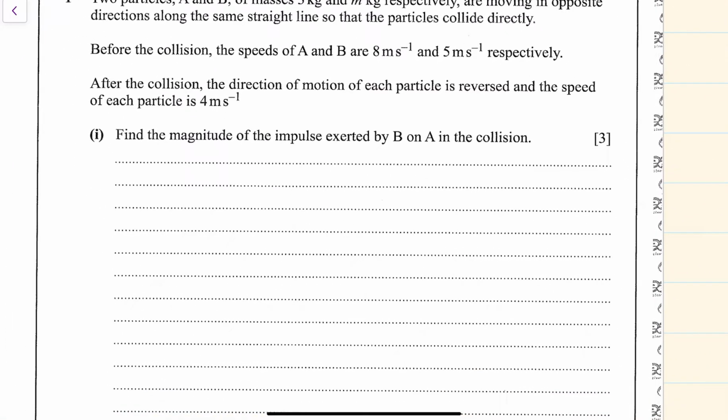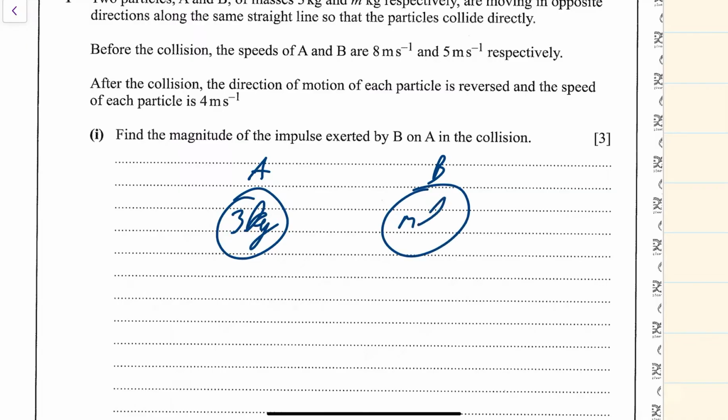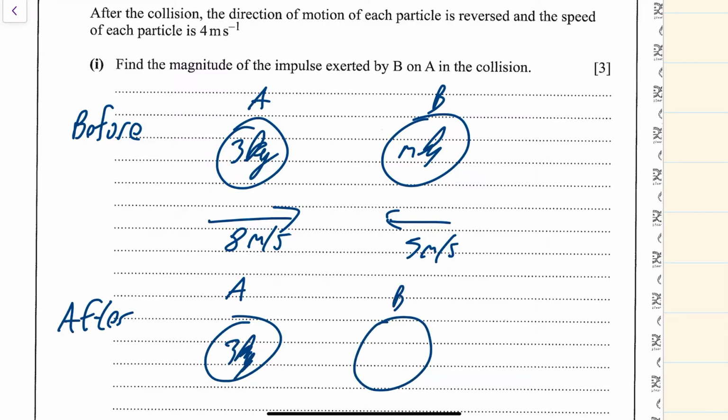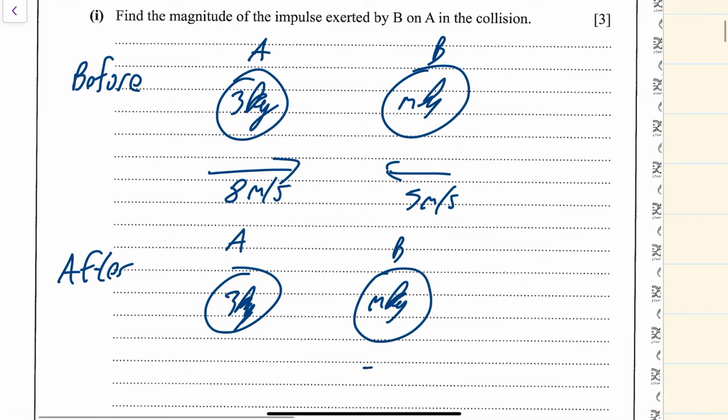Okay, I'm going to draw a diagram and this will help me for the first part and the second part. So my diagram is quite simply this. I've got my A and I've got my B. A was 3 kilograms. My B was m kilograms. And this is my before diagram. A is moving this way at 8 meters per second. B is moving this way at 5 meters per second. After, what happens is both of their directions change. So you've got your A, still 3 kilograms. You've got your B, still m kilograms. The directions now, B is going to the right, and A, from my diagram, the way I've set it up, A is going to the left.